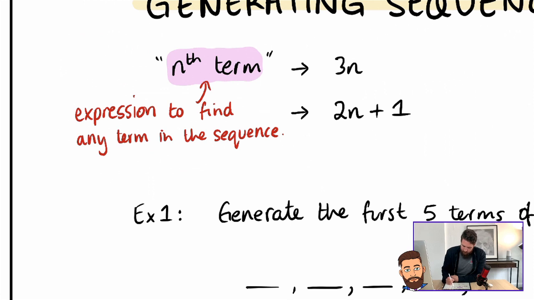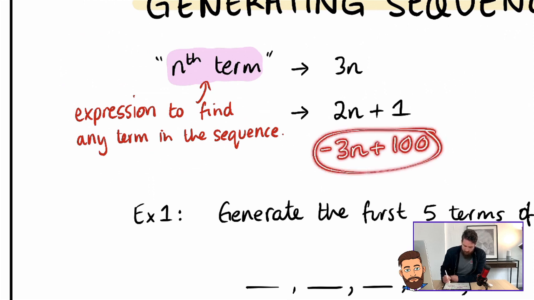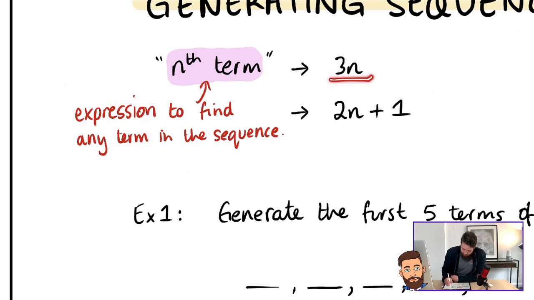If you look at this first nth term that I've written for you, 3n. And the next one is 2n plus 1. You could have minus 3n plus 100. Okay, the nth term is just an expression, which is just a unknown or a number, so like 3n, that lets you find any term in the sequence.